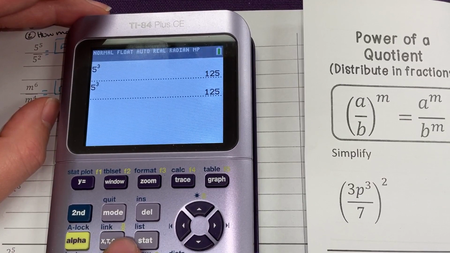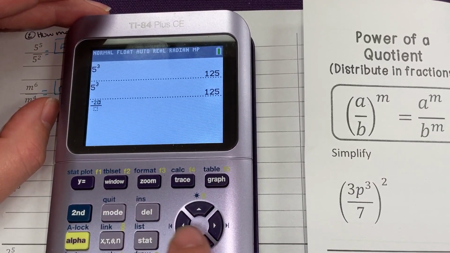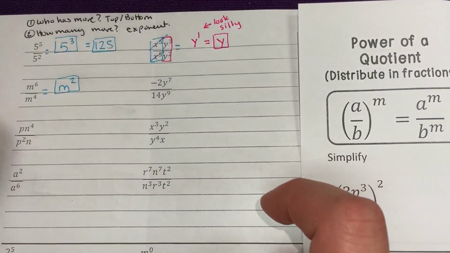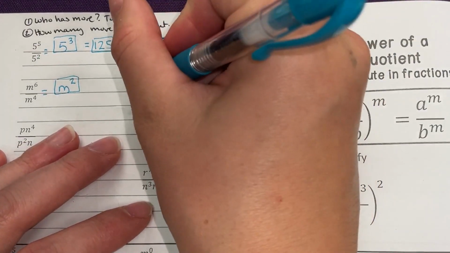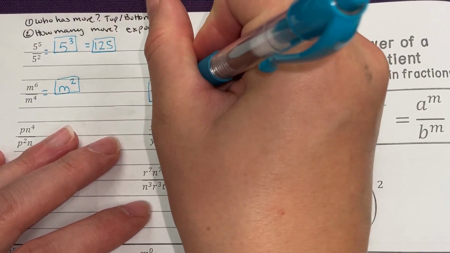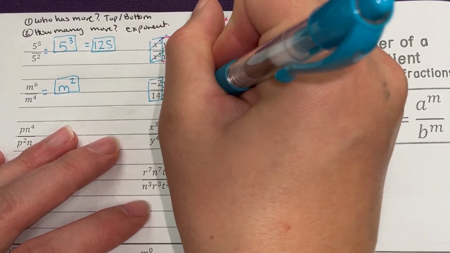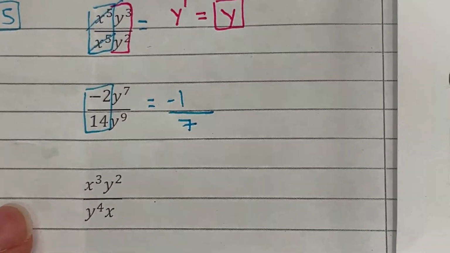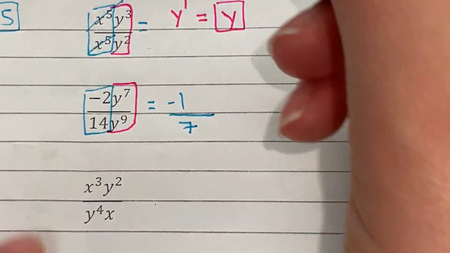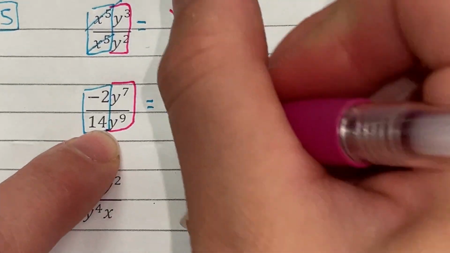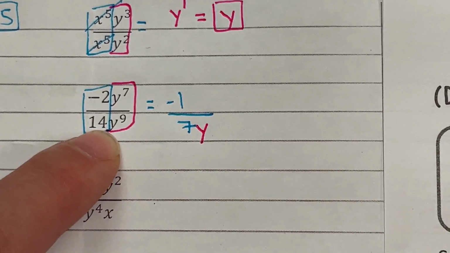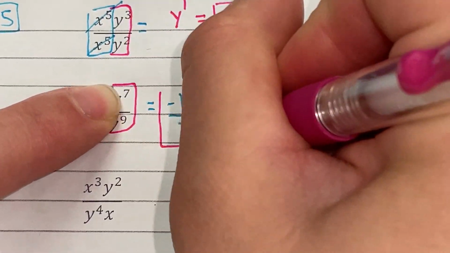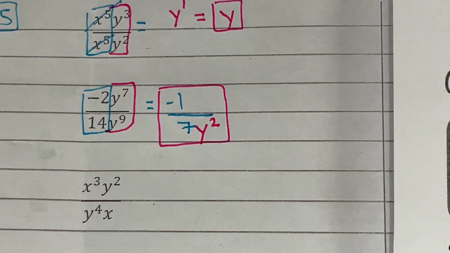I'm going to hit alpha and the button next to it to make a fraction, negative 2 over 14. All right, this simplifies to negative 1/7. Okay, so let me just write that in here. This is negative 1 over 7. Now let me deal with my y's. Looking at my y's, y to the 7th on top, y to the 9th on the bottom. The bottom has more, so that's where my y is going to go. And it's got 2 more, so it's going to have a power of 2. And that's my final answer. Okay?